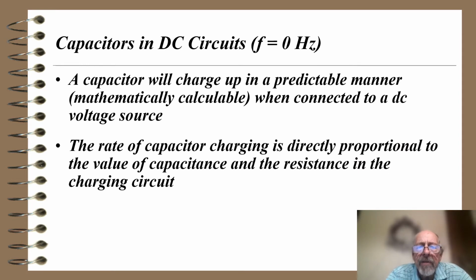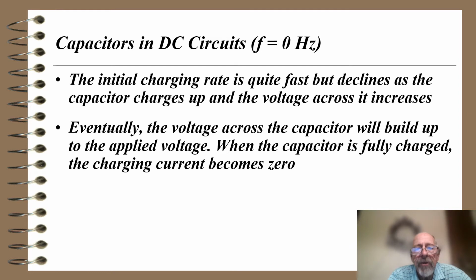So what about capacitors in DC circuits? In DC circuits, we're going to say the frequency is equal to 0 hertz. A capacitor will charge up in a predictable manner, that is, it's mathematically calculable, when connected to a DC voltage source. The rate of capacitor charging is directly proportional to the value of the capacitance and the resistance in the charging circuit. The initial charging rate is quite fast, but declines as the capacitor charges up and the voltage across it increases. Eventually, the voltage across the capacitor will build up to the applied voltage. When the capacitor is fully charged, the charging current becomes 0.